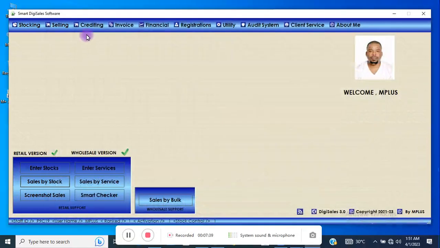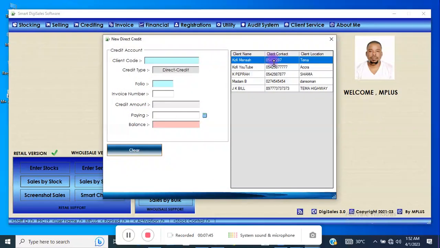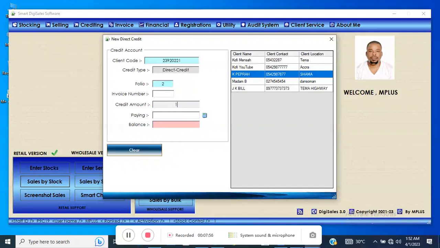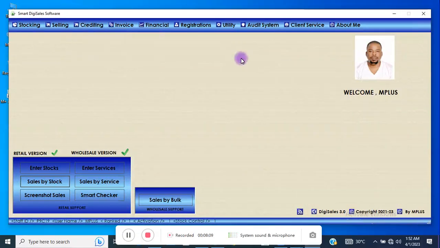Once it has been approved, anytime they come with money to pay, you go to direct payment system and you click on new. Then when you click on new, you click on the name of the person who is coming to pay. So let's say K Pipra. So you say K Pipra is coming to pay 100. Invoice number. This is for direct credit, so please don't go there. Please go here, indirect. So you click on update.